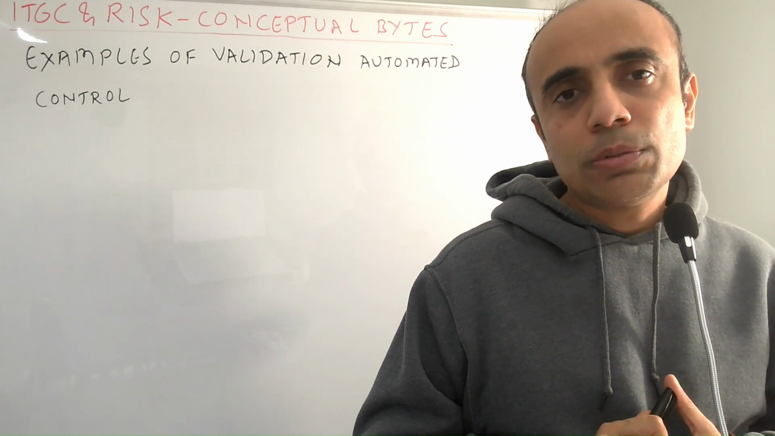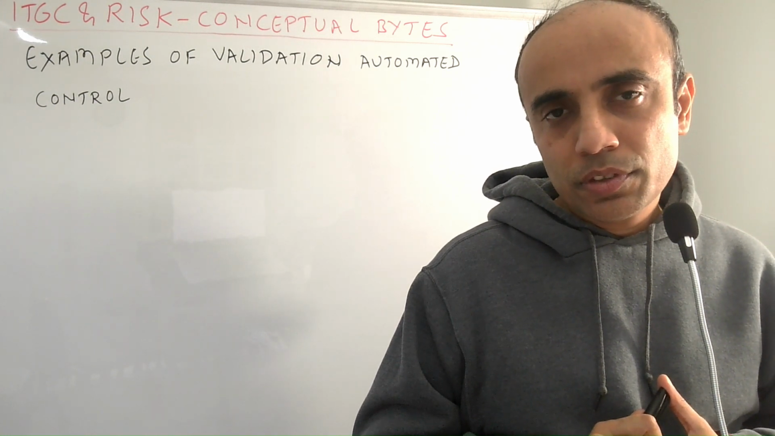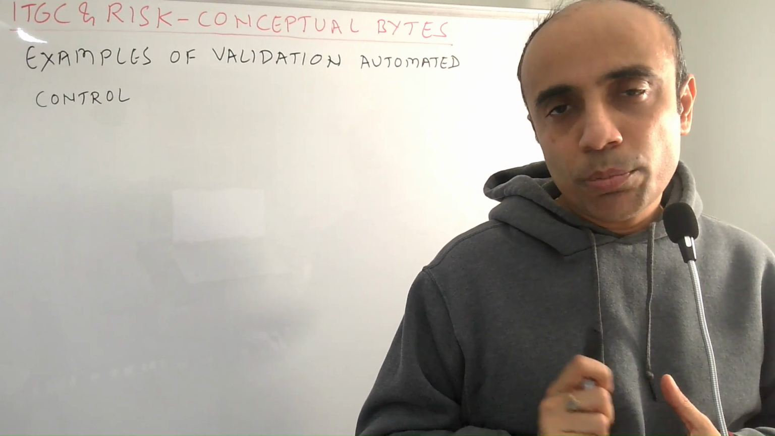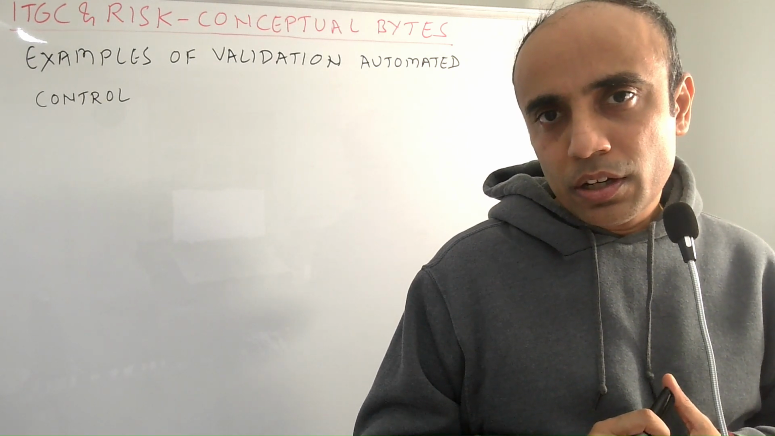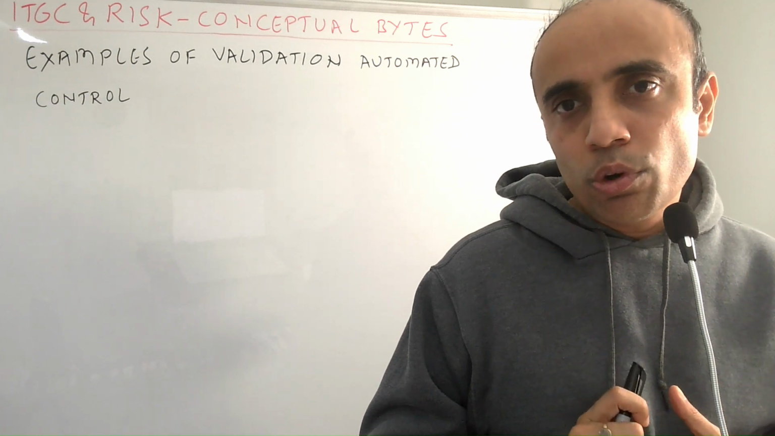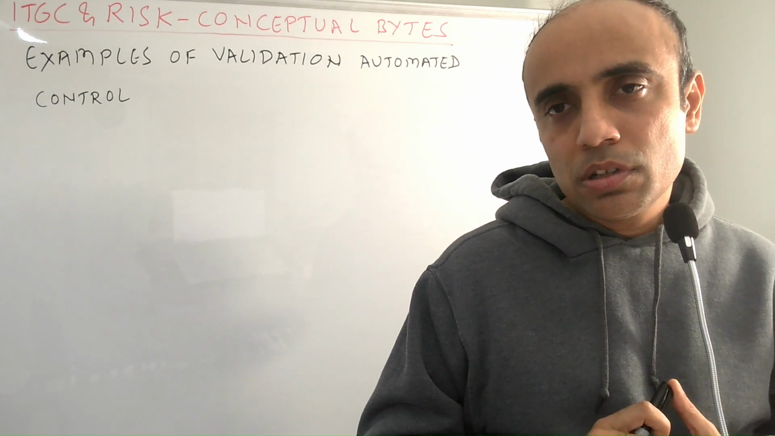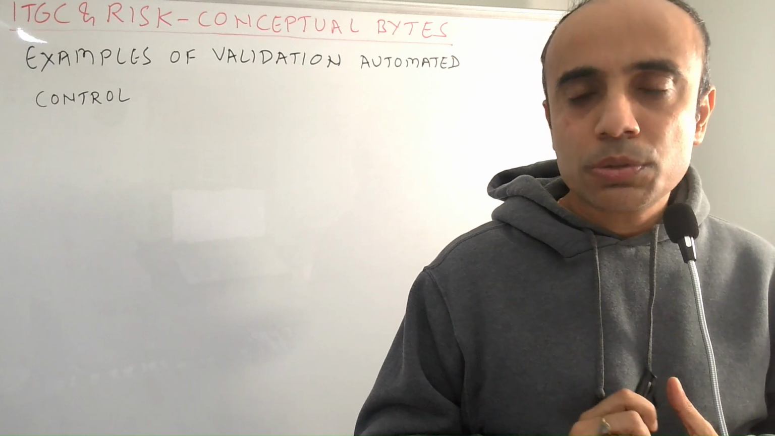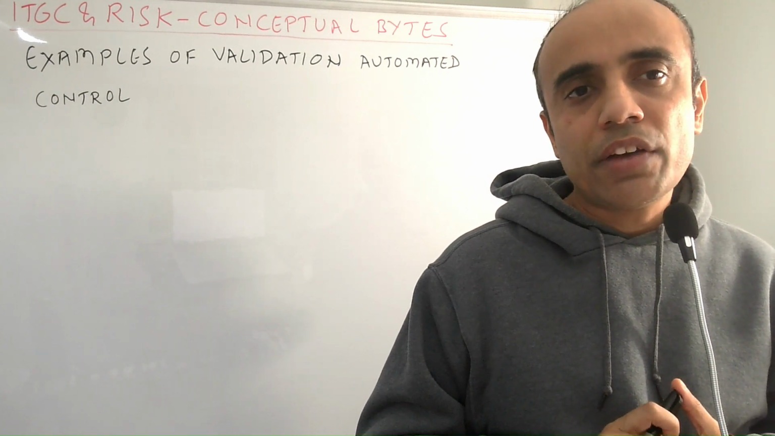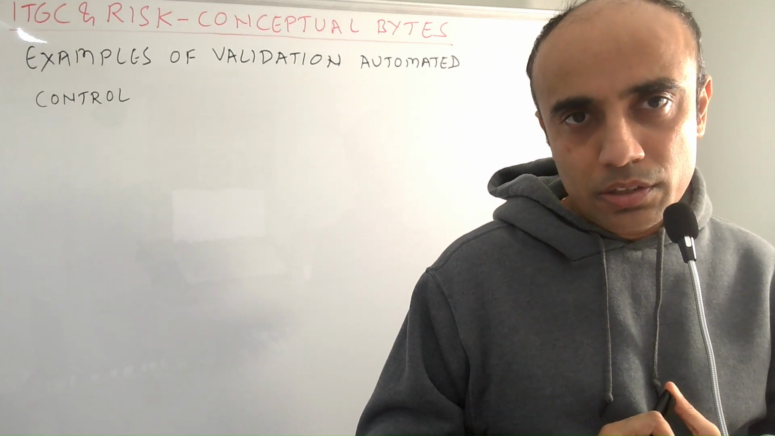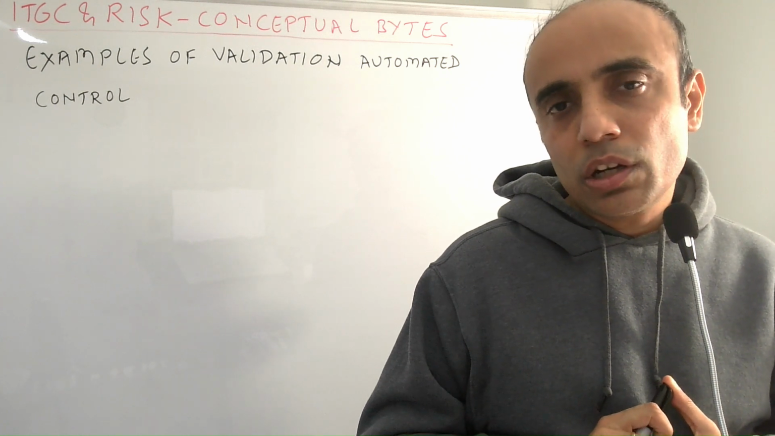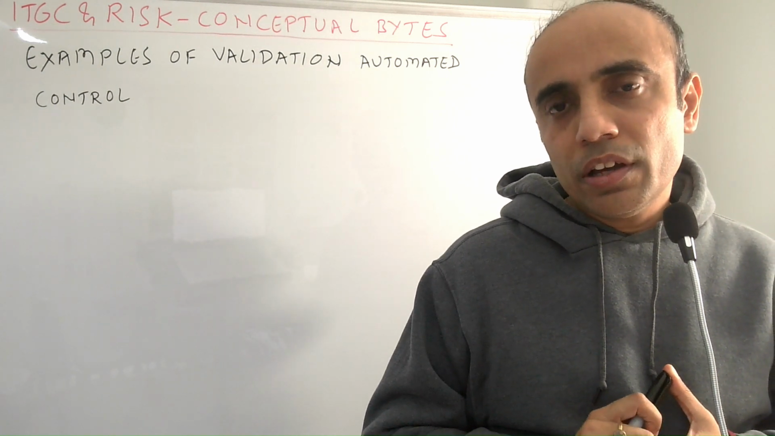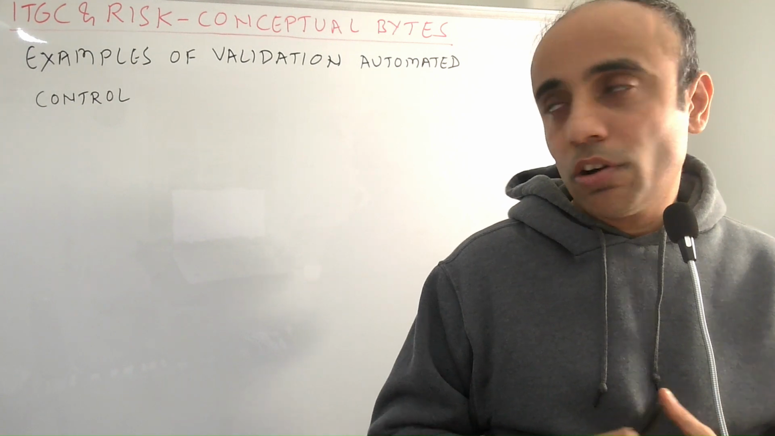Friends, this is part of the Conceptual Bytes series, and based on a number of requests, I'm now covering more real world examples from a business perspective for each of the 5 common types of automated controls. And today we'll cover examples of validation IT application or automated controls.